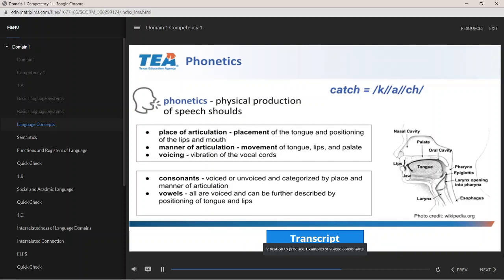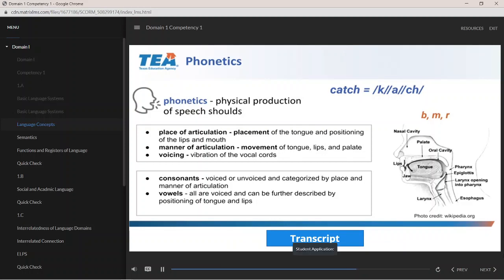Examples of voiced consonants are the B sound, B, M, M, and R, R, where we must vibrate our vocal cords to produce them. More details, including a labeled visual on the place and manner of articulation, are available in the appendix to the accompanying manual for this course, linked in the resources.